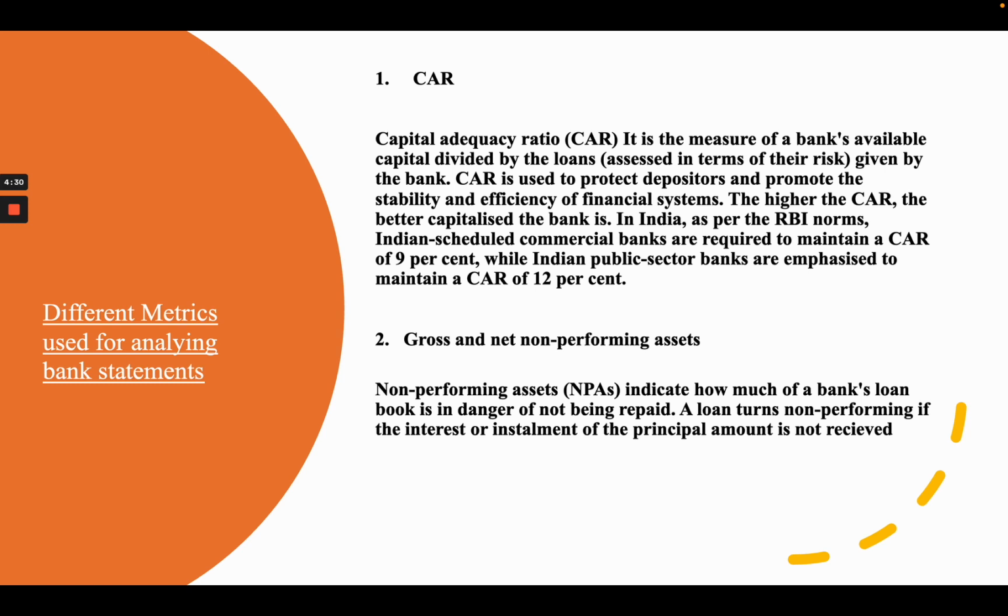Now the second is the gross and net non-performing assets. Non-performing assets indicate how much of the bank's loan book is in danger of not being repaid. A loan turns non-performing if the interest or the installment of the principal amount is not received for a period of 90 days. Yes, the period is 3 months.